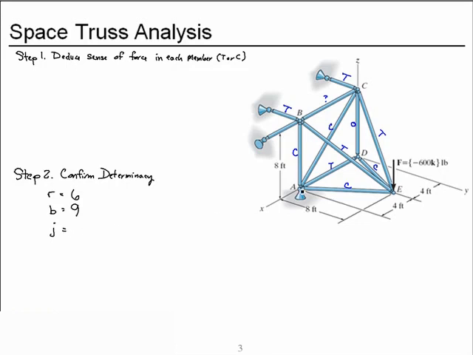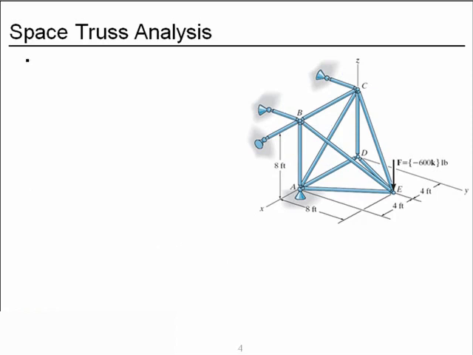Our number of joints: 1, 2, 3, 4, 5. So if we take our unknowns, add them up, subtract our number of equations of equilibrium, and we have 3 to apply to each of the joints, it adds up to 0. Therefore it is determinate. So we can proceed with step 3. Step 3. Let's calculate reactions.